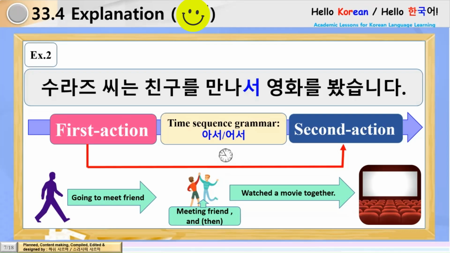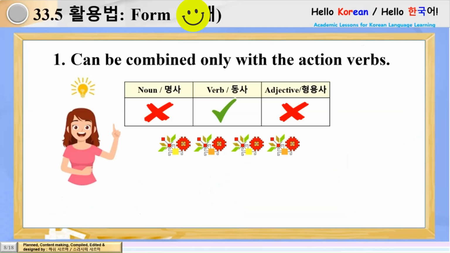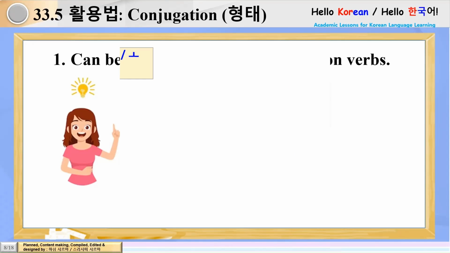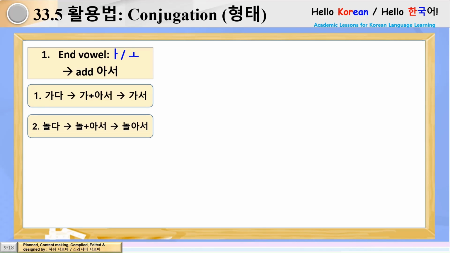Now let's learn the grammar rules. It can be combined only with the action verbs. Next, now let's see the conjugation rule. If the end vowel is ㅏ or ㅗ, we have to add 아서. See here, number 1, 가다 will be 가서. Number 2, 놀다 will be 놀아서. Number 3, 오다 will be 와서.